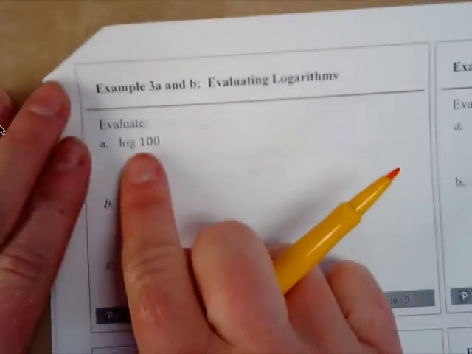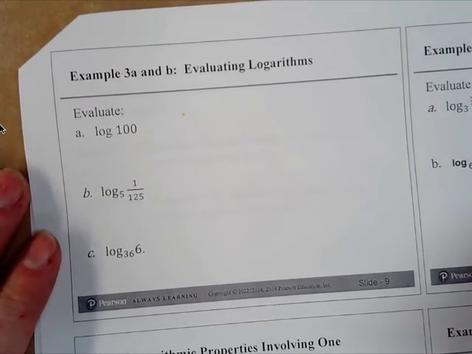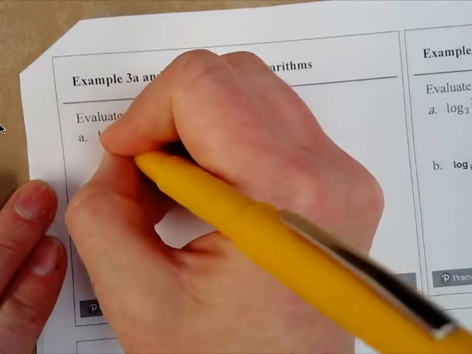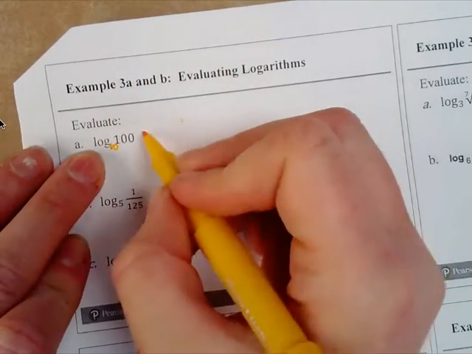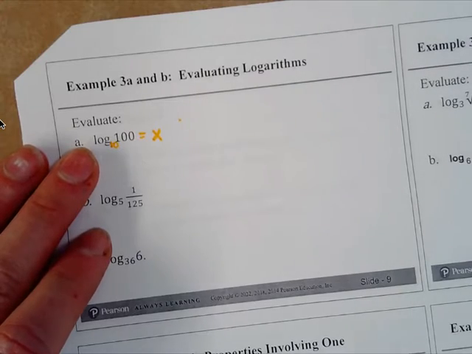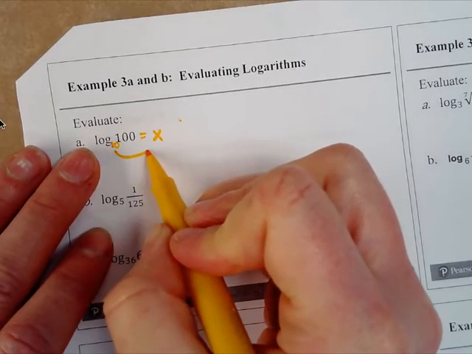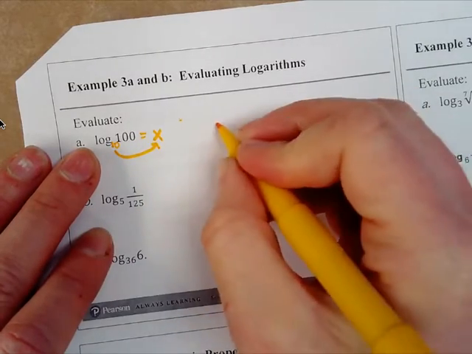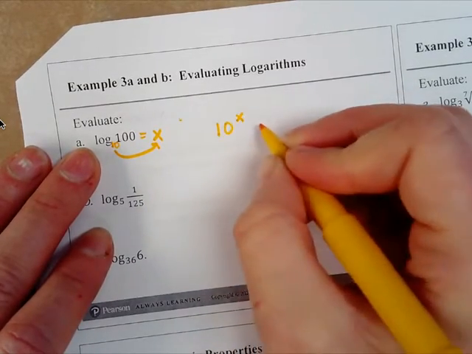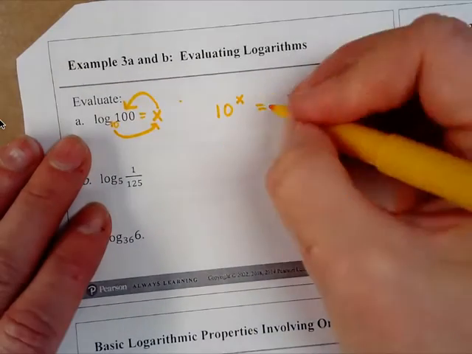Okay, log of 100. So there is no base. So what is the base? 10. So let's rewrite this. So this is going to be equals x, because we don't know what it equals. We're trying to find it. So we can go from 10, the base, to the other side. So 10 raised to the x equals 100.